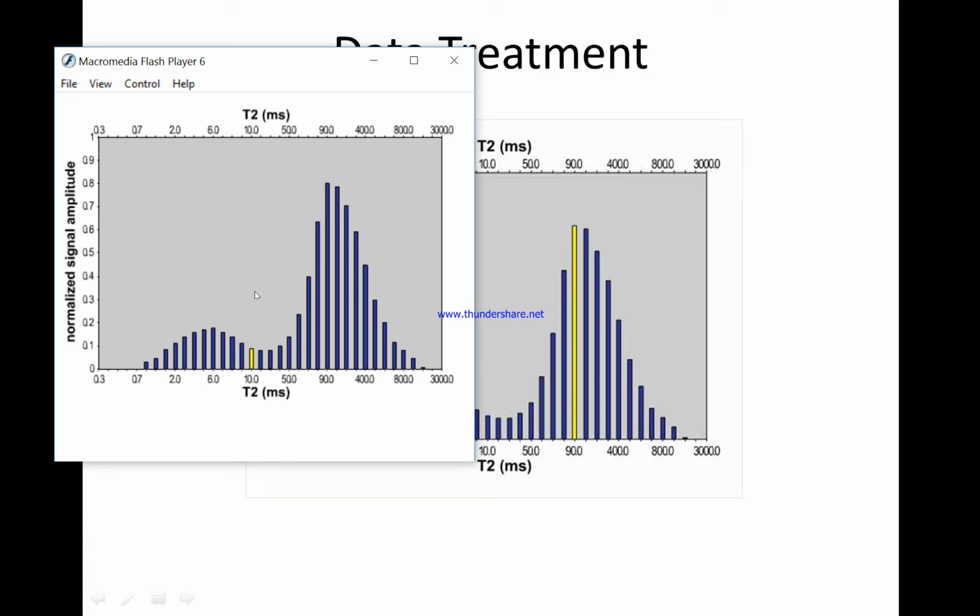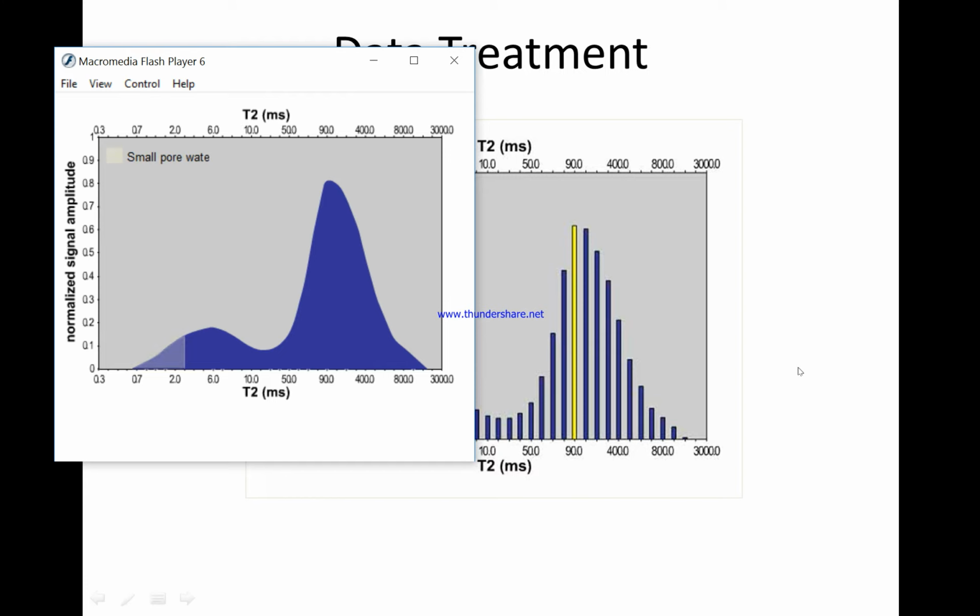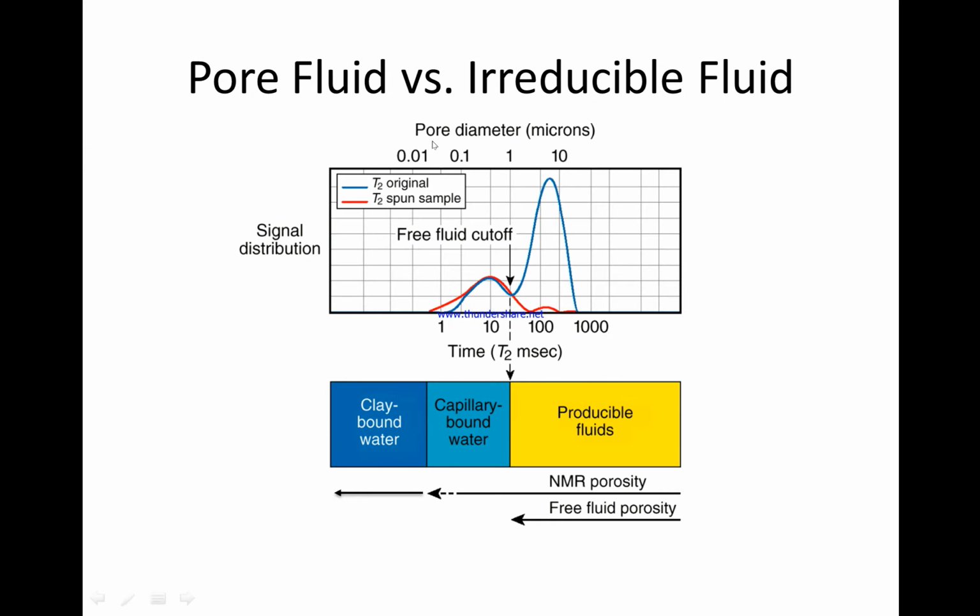Out of these distributions, you can make a sort of partitioning and get the free fluid and the bound fluid by using the cutoff. This slide shows the total hump of the distribution, and whenever you use the T2 cutoff here, it shows you the bound fluid and the free fluid. The T2 cutoff is 33 milliseconds in sandstone and 100 in limestone. This is just the textbook value, but the best way is to take a core and do an NMR lab measurement to get this kind of distribution.